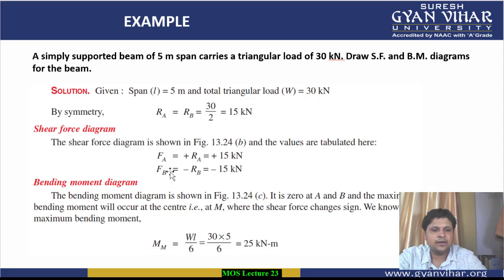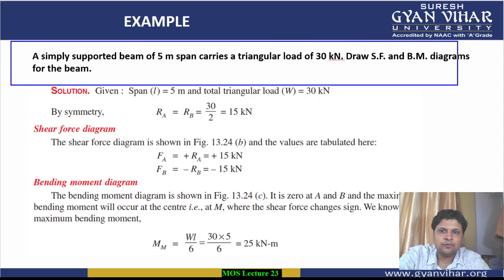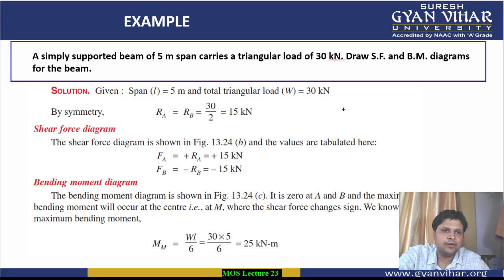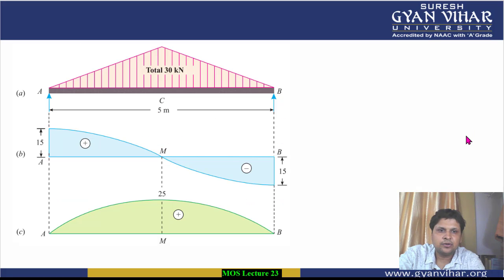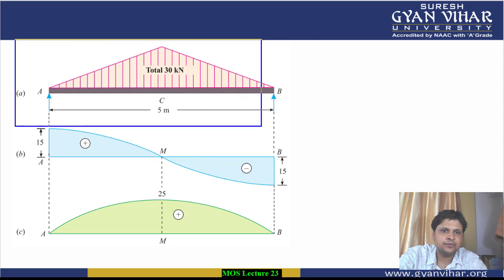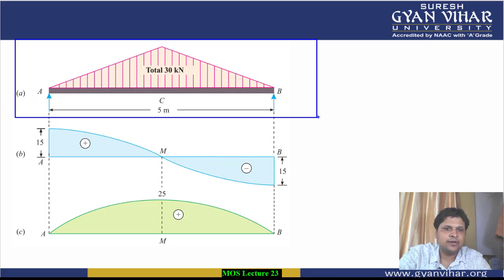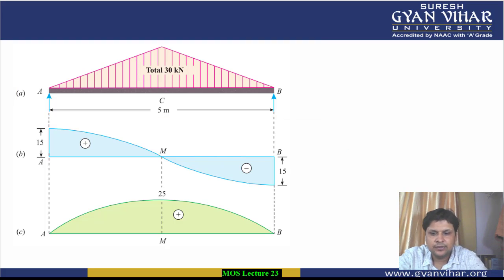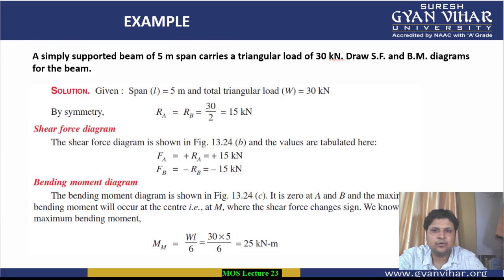Now we will solve an example and understand how we will solve such a question. So the question is saying to you that a simply supported beam of 5 meter carries a triangular load of 30 kilonewton. We will have to draw a shear force and bending moment diagram. This is the diagram of the question. As we have seen while studying the concept for this particular category in which UVL is acting on the beam, the total load itself has been given to you as 30 kilonewton. So capital W value is given as 30 kilonewton.